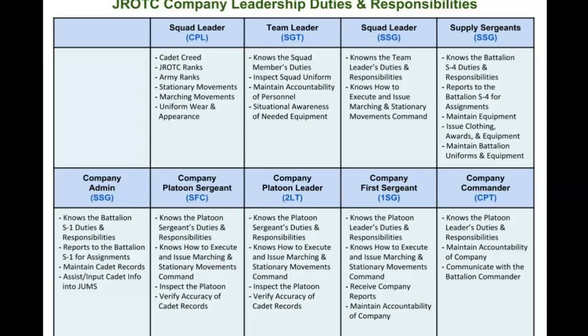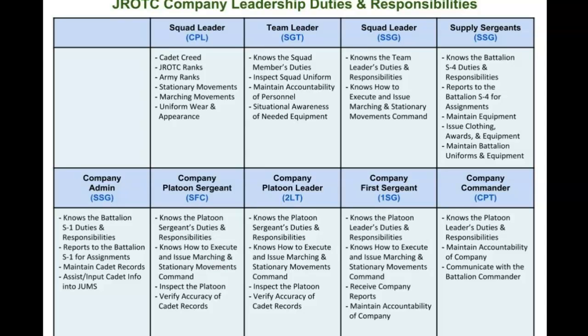So your squad leaders are going to typically be your corporals, your team leaders are going to be your sergeants, squad leaders are going to be your staff sergeants, supply sergeant would also be a staff sergeant, company administration would be a staff sergeant, company platoon sergeant would be a sergeant first class, company platoon leader would be a second lieutenant, company first sergeant, and then you're going to have your company commander.